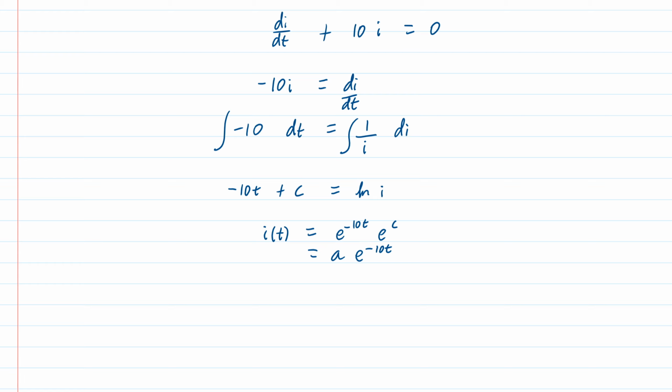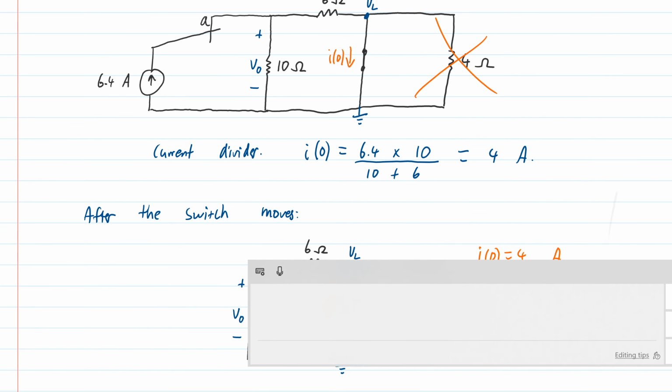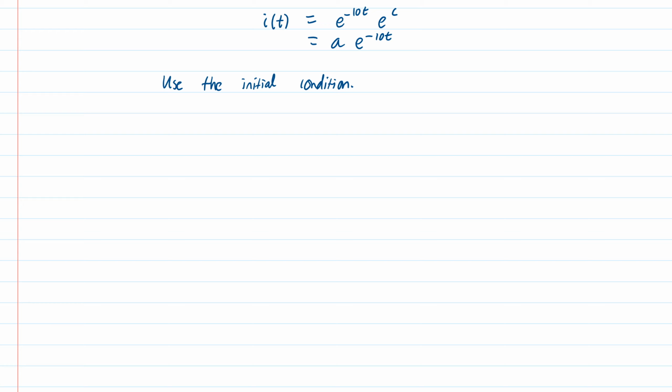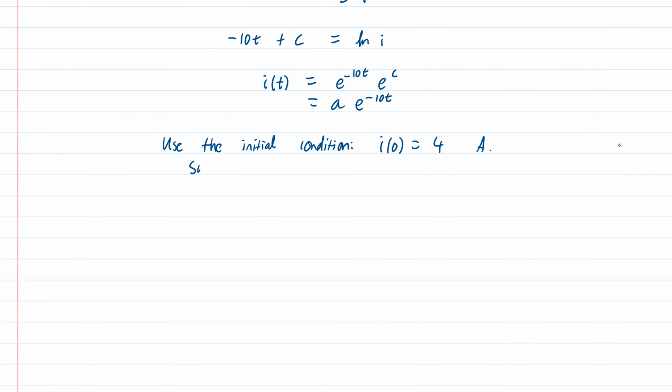Next, I need to find what's my constant of integration. So use the initial condition, which was I of naught is equal to 4 amps. So substitute the time is 0 and I equals 4 into that equation. So I will get 4 is equal to A times e to the 0, which is just A. And so therefore I have that my current in my inductor is 4 times e to the minus 10t, and this is in units of amps.